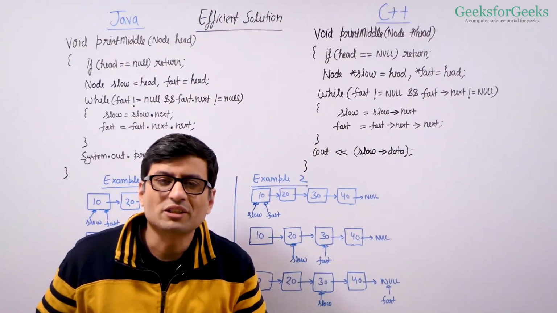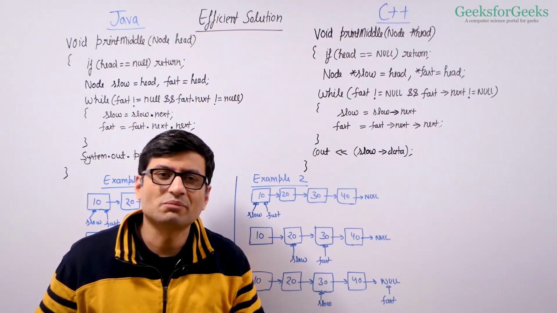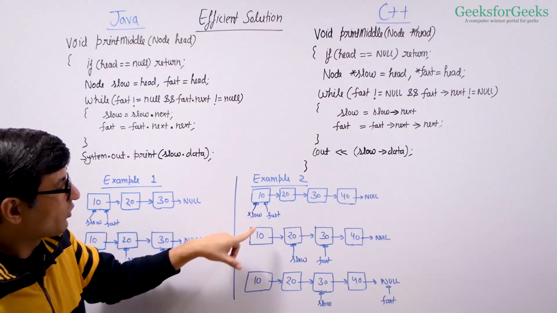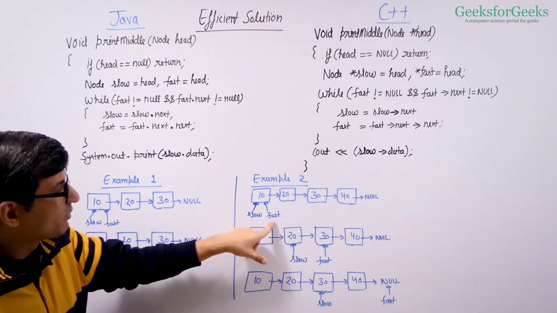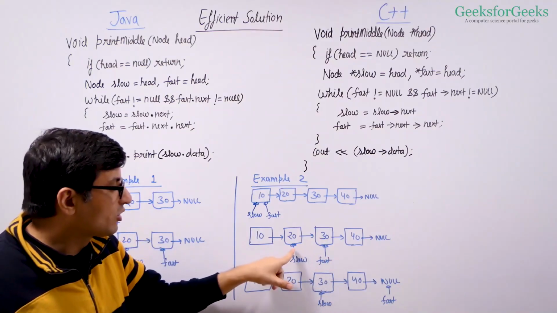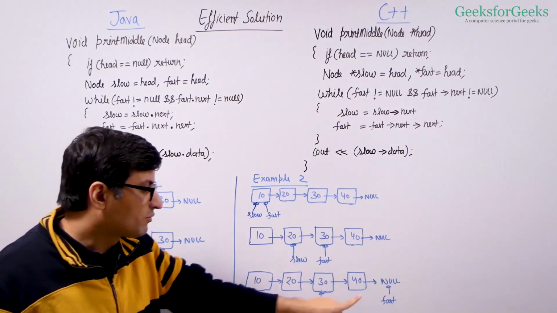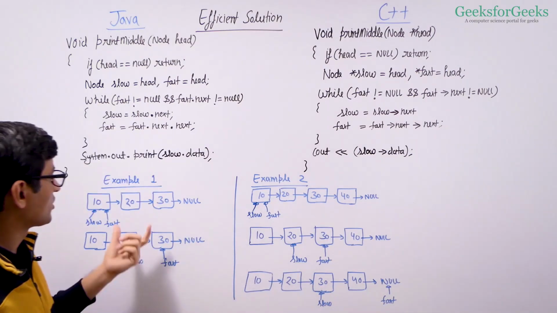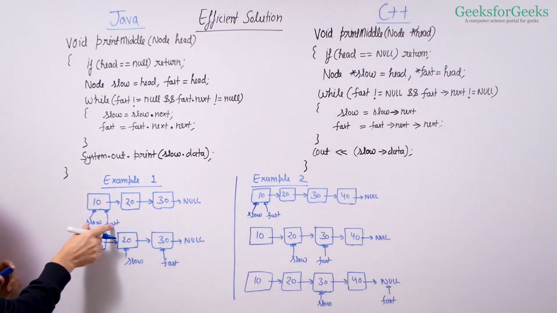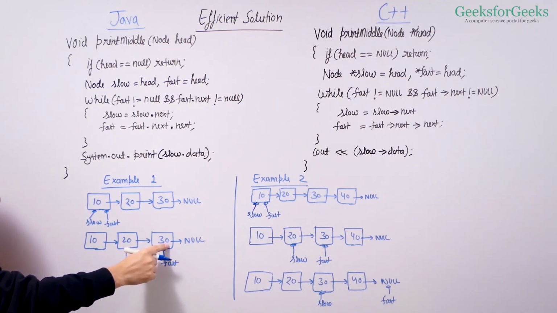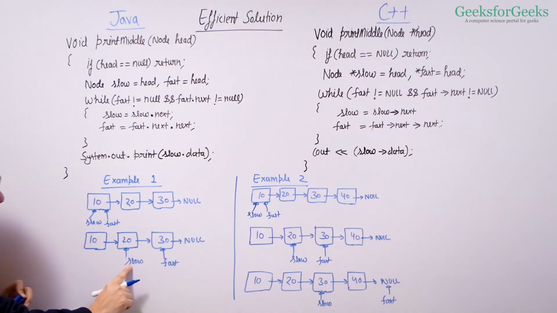Before we take a look at these implementations, let's do these examples again. Let's do this example of 4 nodes. What happened here was slow and fast both started from head. Fast moved 2 nodes at a time and slow moved 1 node at a time. And when fast became null, our slow was at the middle node. And in case of odd nodes, again they both started from the same point. When fast reached the last node, slow reached the middle node.